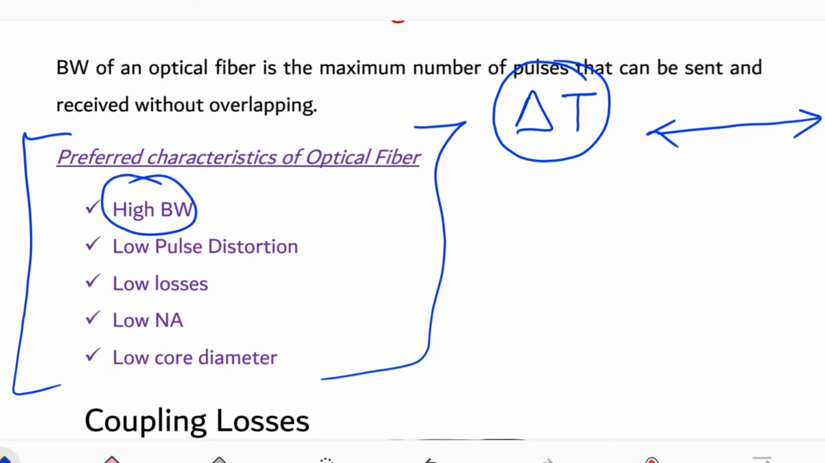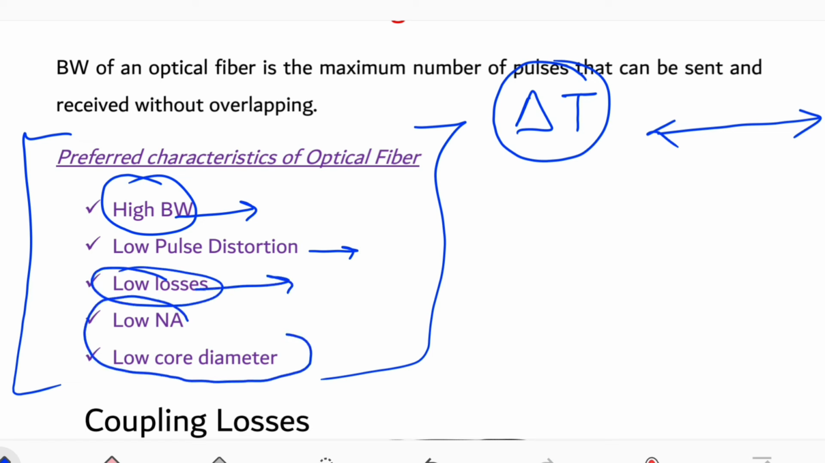High bandwidth is required, low pulse distortion, low losses, and low numerical aperture, low core diameter. Here high bandwidth is just because of more transmission of data. Low pulse distortion is to avoid the losses and for maximum utilization of our bandwidth. And if low losses are present, then there will be less attenuation. And this low numerical aperture and low core diameter are basically related to the cost of an optical fiber.